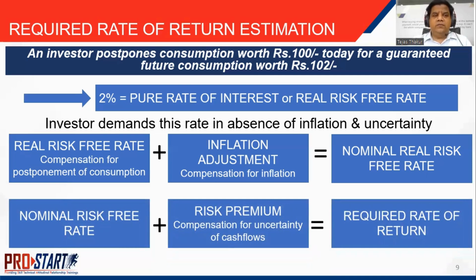Now, when we talked about the real risk-free rate, the person is only looking at compensation for postponement of consumption. That's it. The second parameter which comes into place is compensation for inflation. And the third which comes into place is compensation for uncertainty of cash flows. That is the risk premium. So these are the three components of any returns which you receive in the market.